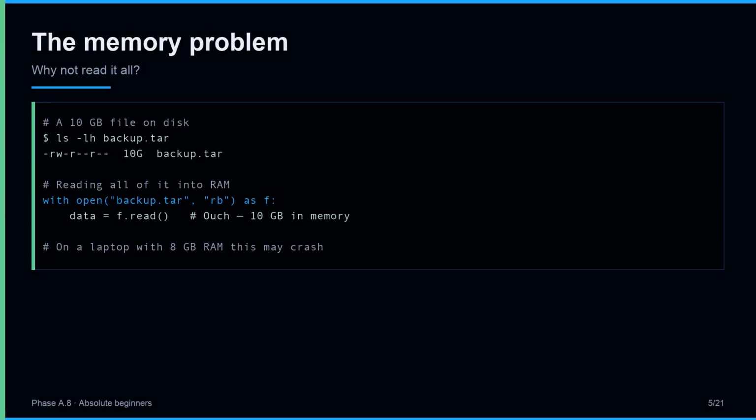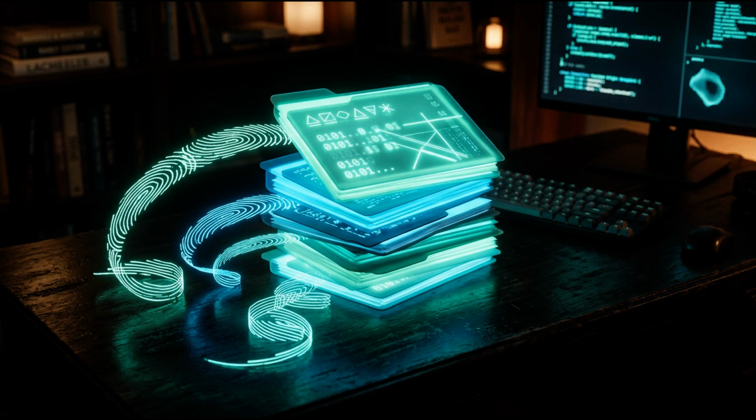Here is the problem with reading the whole file. If the file is 10 GB and your laptop has 8 GB of memory, calling read tries to load all 10 GB at once. Your operating system starts swapping, your program may slow to a crawl, and you might crash with a memory error. Hashing should never need more memory than the file itself. The solution is to read in chunks, small bytes of the file at a time.